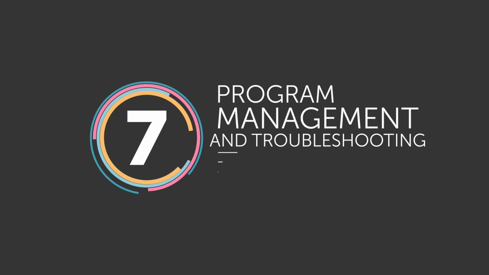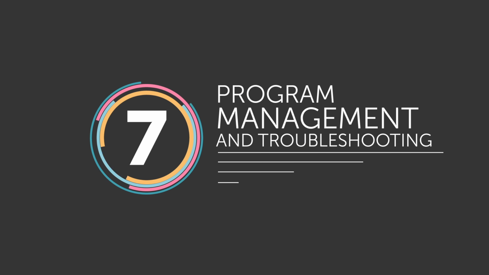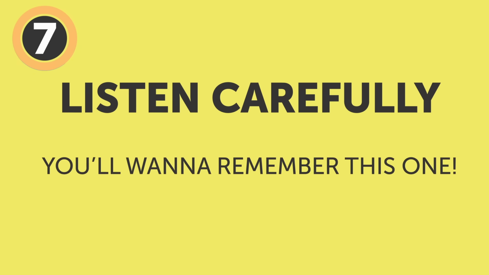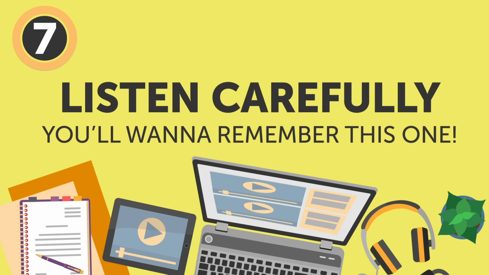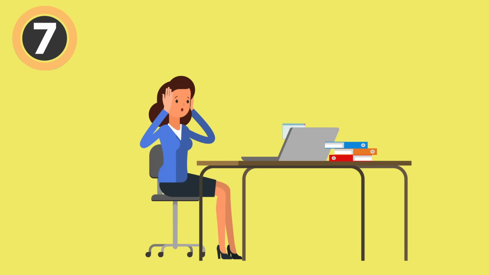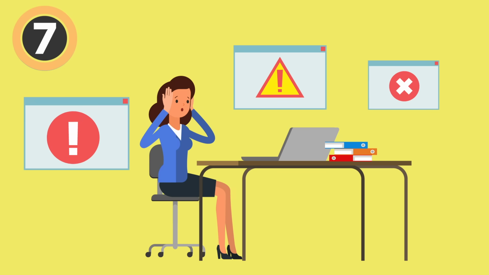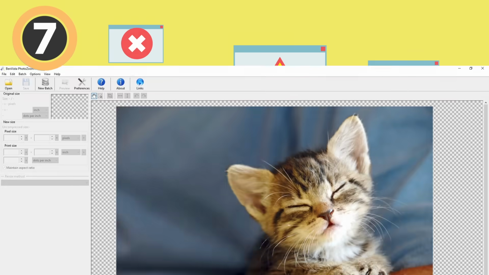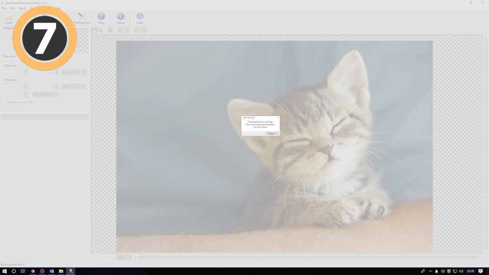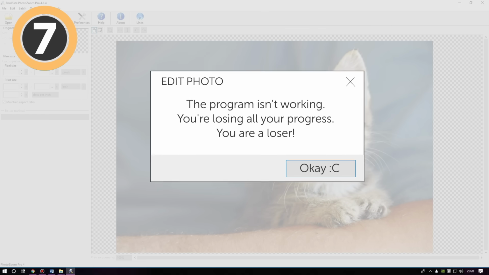Number 7. Program Management and Troubleshooting. Let's go shoot us some trouble. Now, listen carefully because you'll want to remember this one. Everyone's been there. One program is stuck and won't process anything, even if you cry, beg, or try to bribe it to do so. To avoid restarting your device and losing all your progress, try using the following combo.